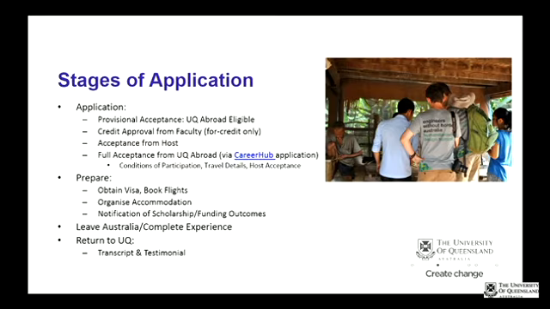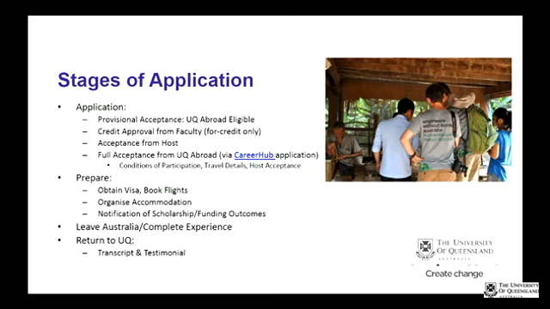Okay, so just as a refresher, I'll go over the stages of application. I know a lot of you are still kind of in different phases. So you would have already applied to UQ Abroad and been confirmed that you're eligible. For anyone who is applying to participate on a program on a 4-credit basis, you should have already received your credit approval from your faculty. We'll talk a little bit more about that if it changes in the future. Acceptance from host. You should have also applied to the host university as well, or host program, and received your acceptance letter. There's a couple people who I still haven't gotten acceptance letters from.